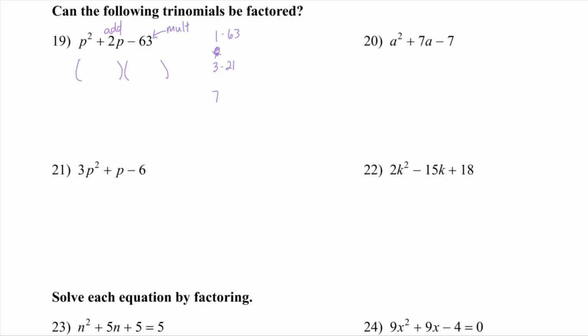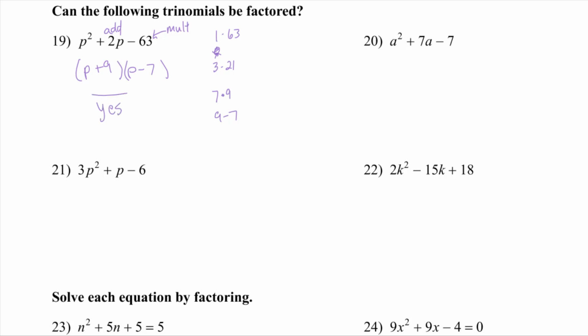I'm going to skip down to 7 times 9. Okay, so 7 times 9 is 63. We want to make one of these negative, which is convenient because we want to subtract to get 2. So 9 minus 7 gives us 2. So yeah, we can factor this. P plus 9, P minus 7.